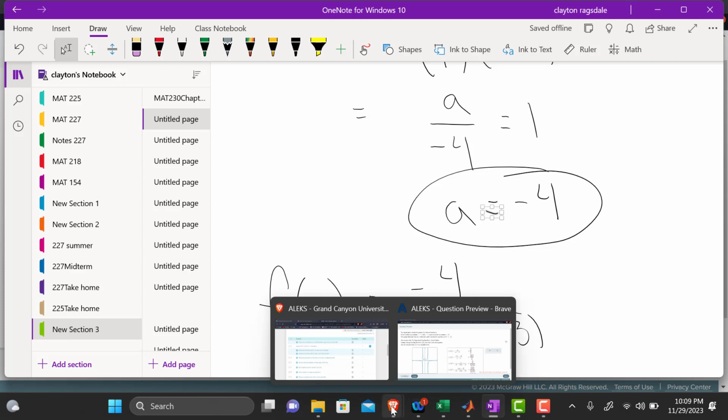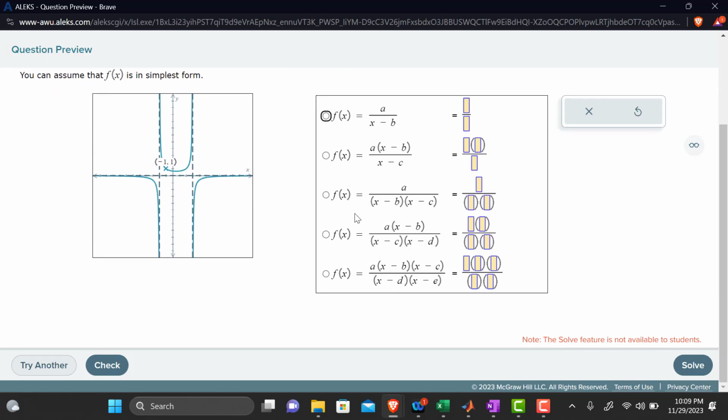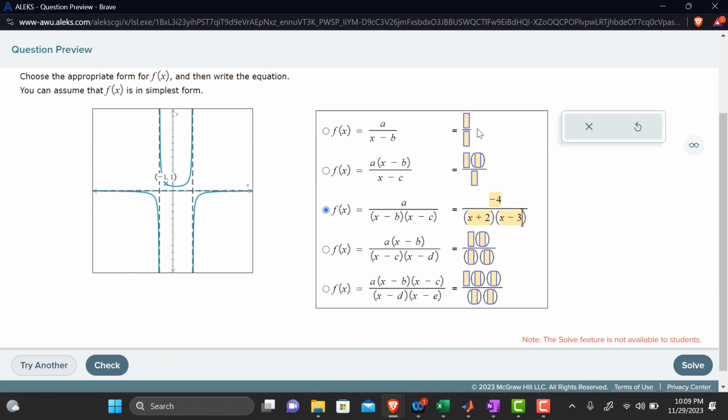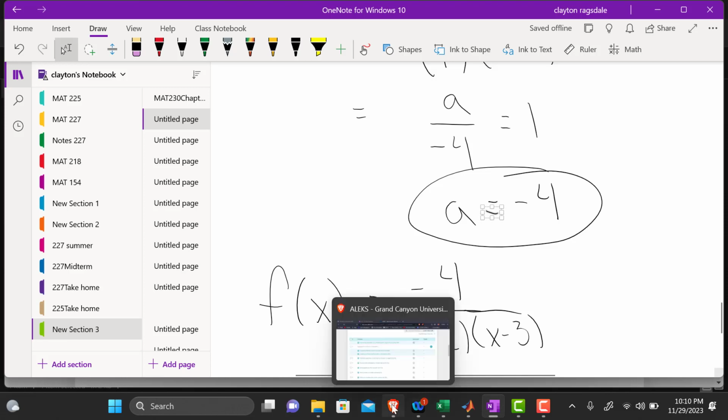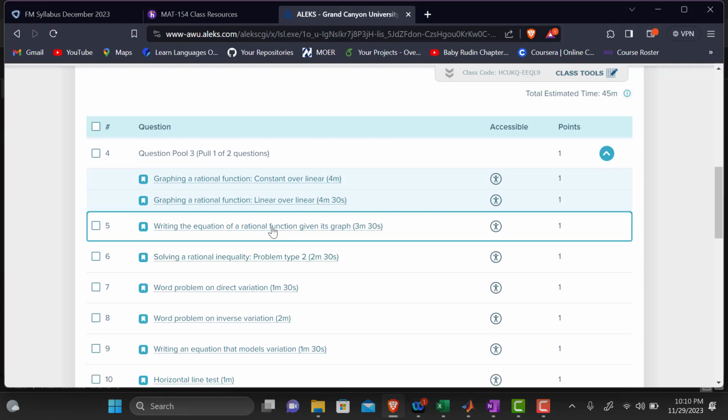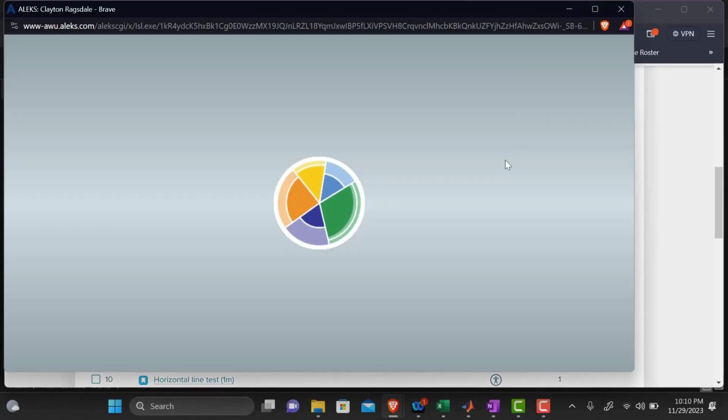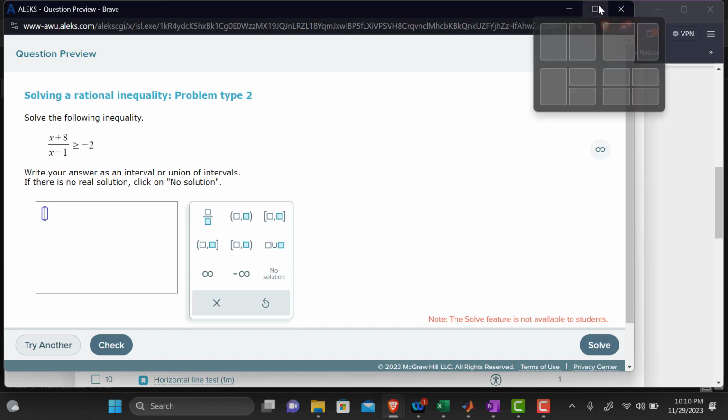Please, again, pause the video and repeat it as much as needed. So we have -4 tab x plus 2 tab x minus 3. Let me double check all that. Yep, that looks good. Okay, let's do one more, because I think that takes us around problem, let's see, that was 5. Let's do one more, solving an inequality. That'll take us 1/3 of the way through, and I'll post the rest tomorrow.